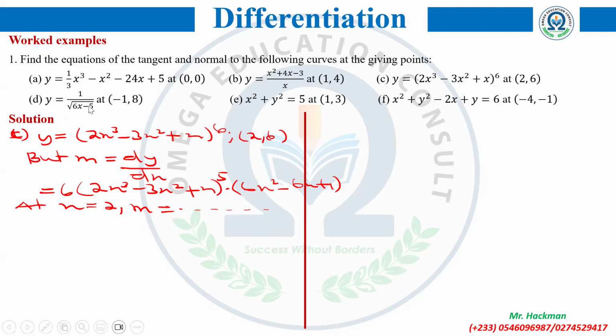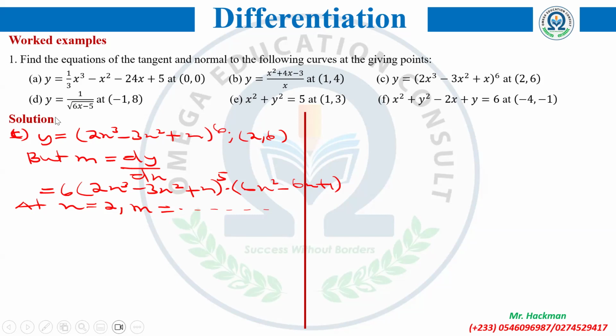With this one too, we use the implicit function. This one is supposed to be 6x minus 5, all to the power minus half. If you are differentiating, you cannot easily expand 6x minus 5 all to the power minus half and get all the terms. So what do you use? You use the composite function differentiation or the power rule.